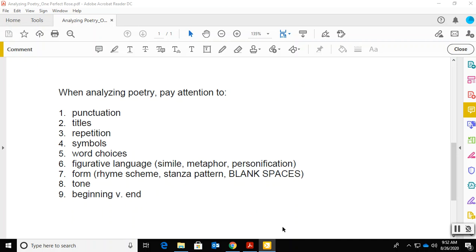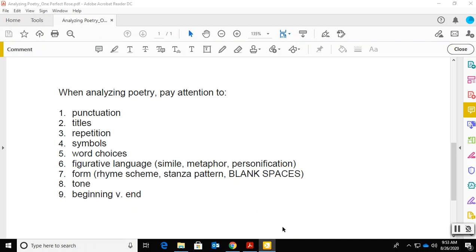What's the tone of the poem? And the tone is just thinking about it in terms of like tone of voice. How does the poem sound? How does the persona sound? So it's important to read poetry out loud so you can get a sense of what the tone of the poem is, the tone of voice. Is it angry? Is it frustrated? Is it delighted? You have to get a feel for that. And then the beginning versus the end. Has something changed throughout the course of the poem? Do we start one way and end another way?